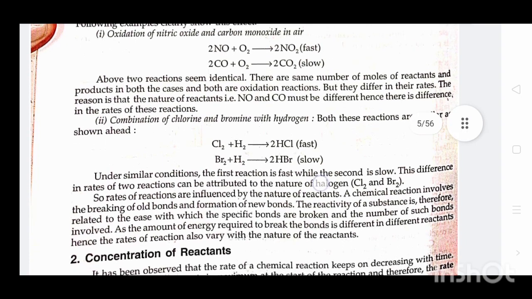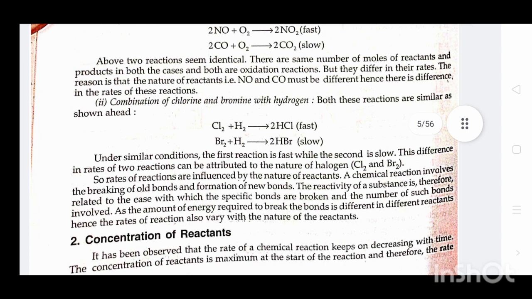Consider the combination of chlorine and bromine with hydrogen. Both these reactions are similar, as shown ahead. Under similar conditions, the first reaction is fast while the second one is slow. This difference in rates of the two reactions can be attributed to the nature of the halogen. So, the rate of reaction is influenced by the nature of reactants.